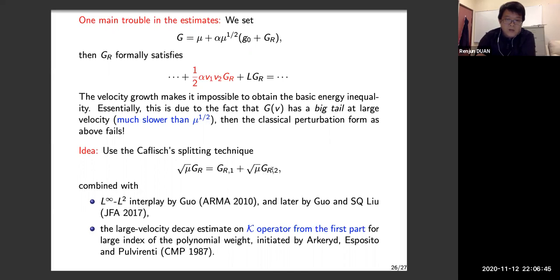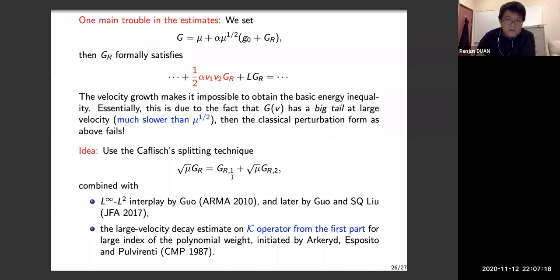Because this part will be exactly based on the entropy inequality, we have to introduce the L2 estimates. Here for this part, we have to introduce the L infinity. We estimate G1 along the characteristics. So this kind of trick has already been introduced by Yan Guo, and also later by Yan Guo with his collaborator, who is now my collaborator, Shuangqian Liu, in the current paper.